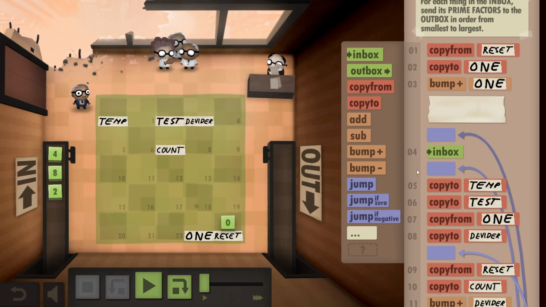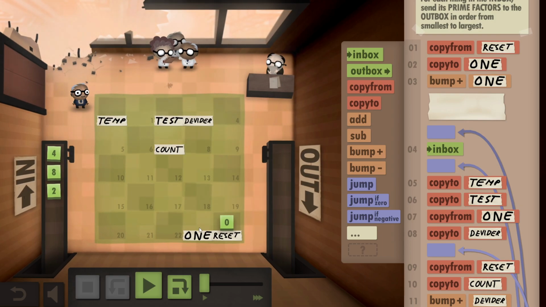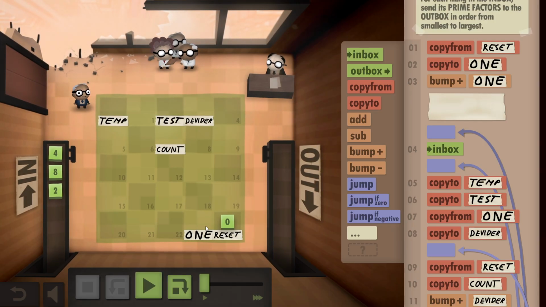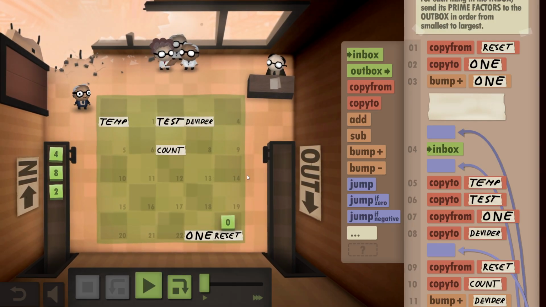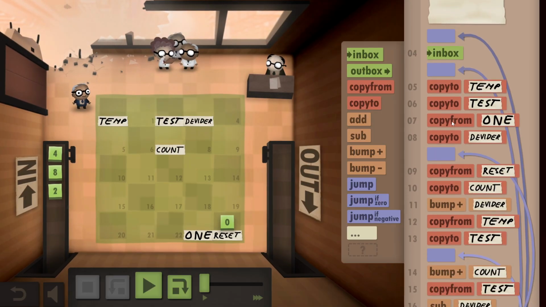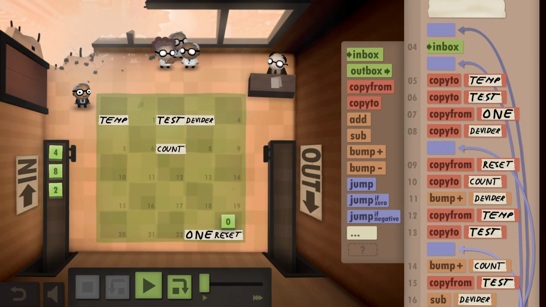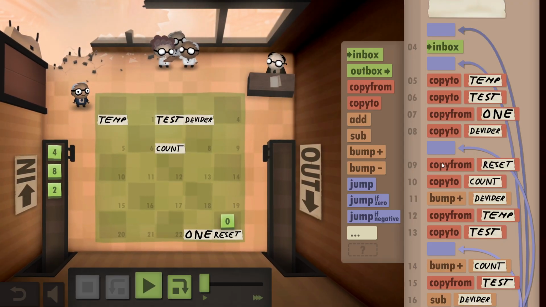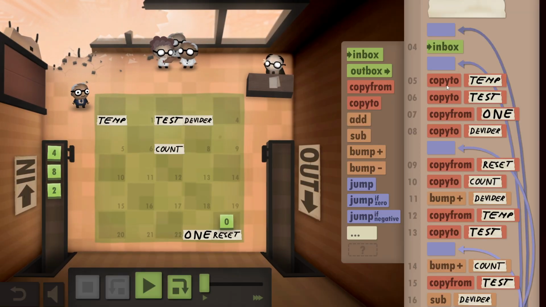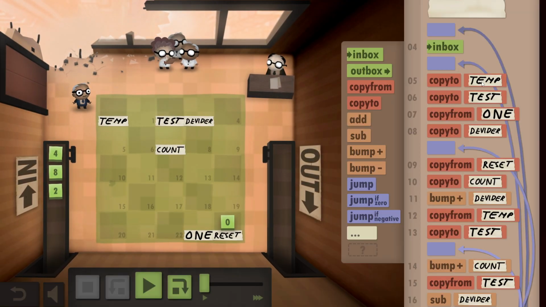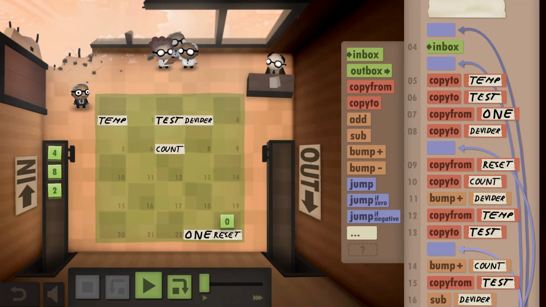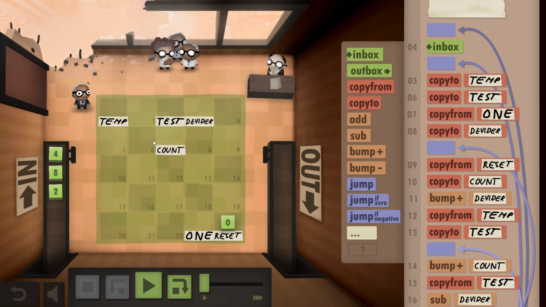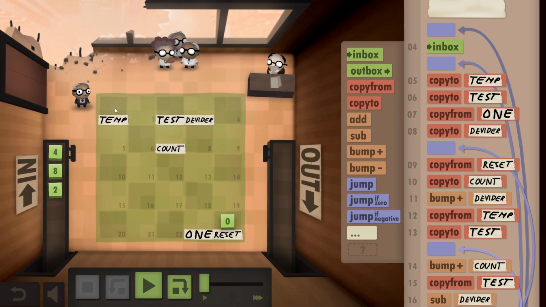Make 1, bump it. Because we need reset and 1. Because why 1? Because not much point dividing with 1, right? Or minusing it X amount, count number of times. Okay, so we inbox number, place it on temp, place it on test. Copy from 1, copy from reset. Sorry, copy from reset to temp, copy to test. Temp is temporary 1. Technically I should overwrite count there, right? And there.